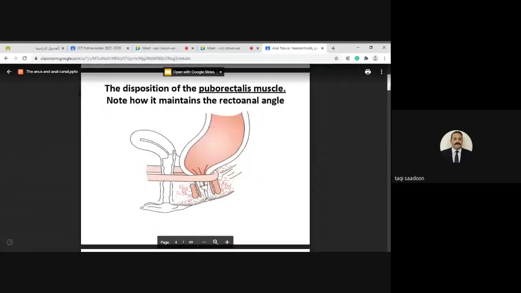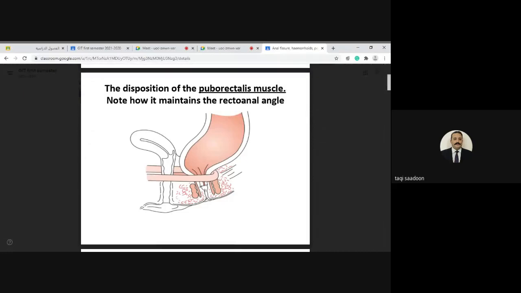This picture shows the puborectalis muscle and the angle. The puborectalis comes from the pubis, it is a U-shaped muscle that encircles the rectum and forms the angle. This angle is very important for continence.